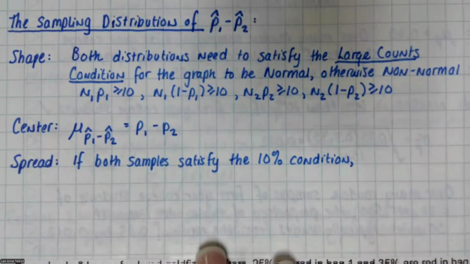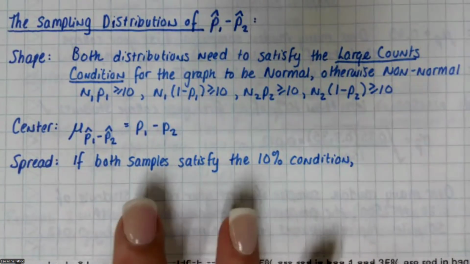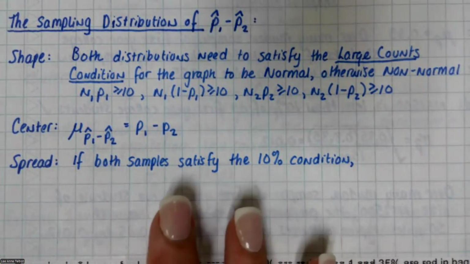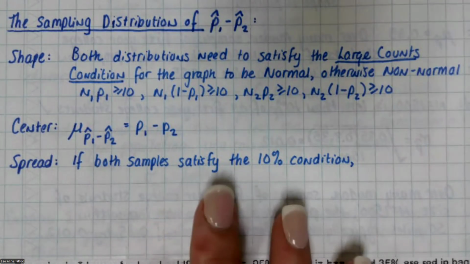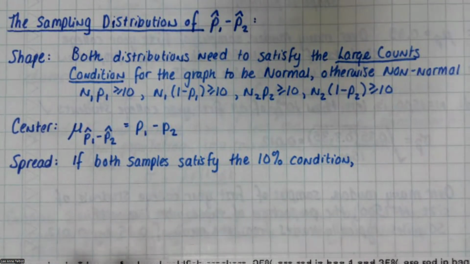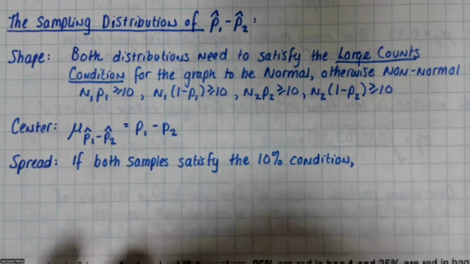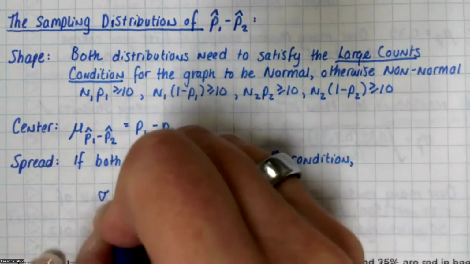Okay, now here's the other annoying bit for spread. I spoiled it on your yellow sheet, but you have to check the 10% condition twice. It has to be both samples. And if they both do, then you can use the formula.